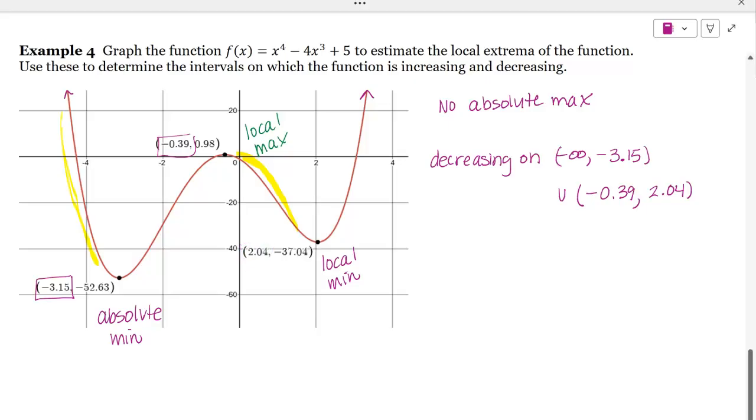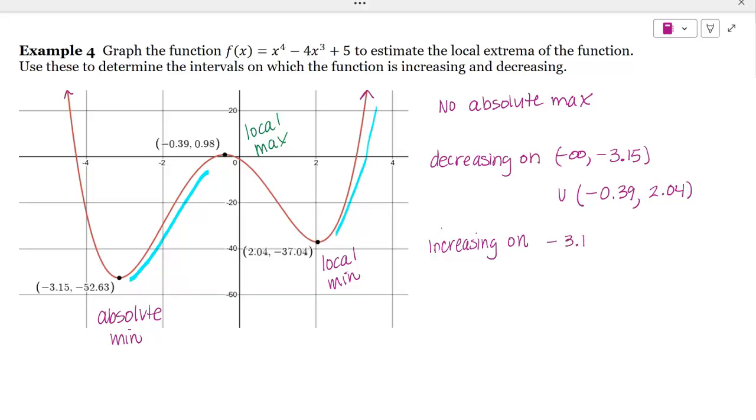All right, where's the graph increasing? Well, on all the other spaces. The graph is increasing here and here. So this graph is increasing on, let's see, negative 3.15 to negative 0.39, and then from 2.04 up to positive infinity.